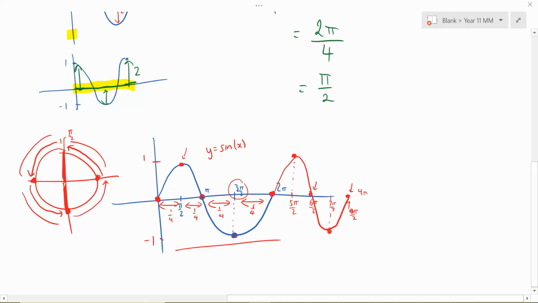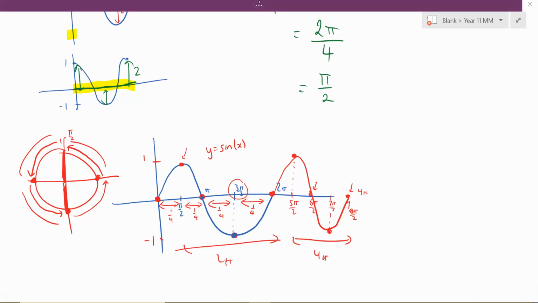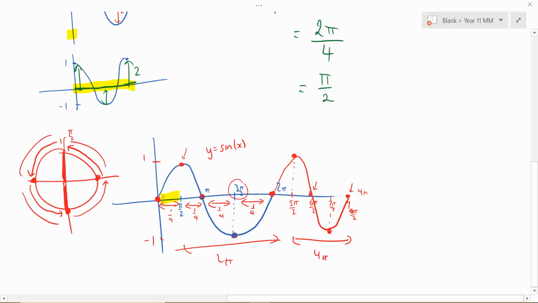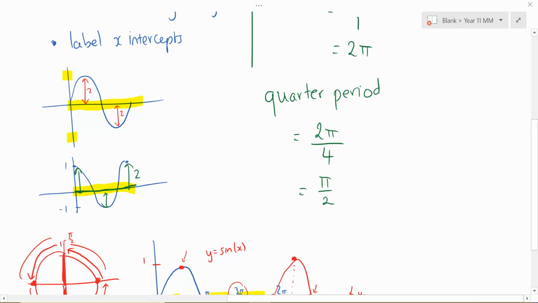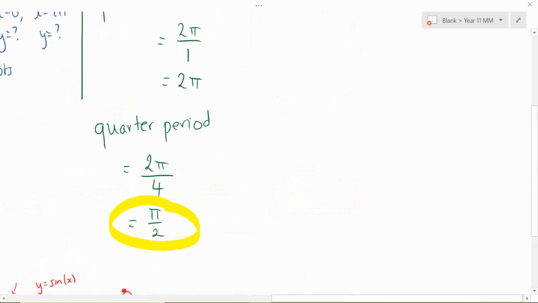So the first one was a period of 2 pi, and then you go for another one that's a period of 4 pi. So you can see that if we can find the distance it takes to make a quarter cycle, this distance here, this distance here, and this distance here, you can continue those dots where you get the maximum, minimum, and the center. You can picture what the graph looks like. So what we've just figured out is the quarter period is pi on 2. That's the distance.